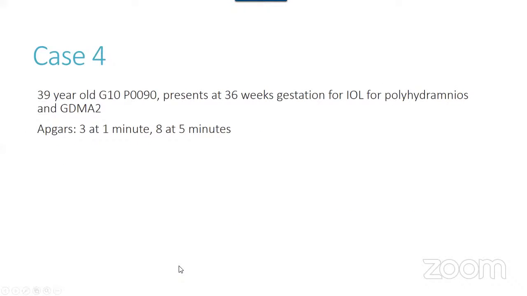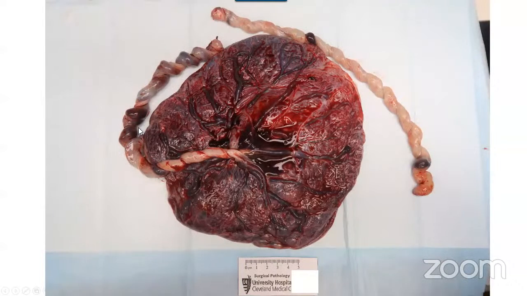Okay, our next case is a 39-year-old. She's again late preterm at 36 weeks. We have some kind of bad apgars. We have a 3 at 1 minute, but then the baby recovers pretty well to 8 at 5 minutes. This is what it looked like grossly. You can see the nice hypercoiling of the cord. That's the major finding here.